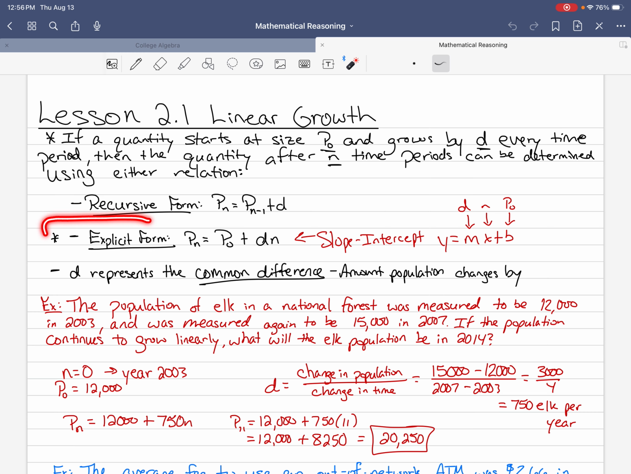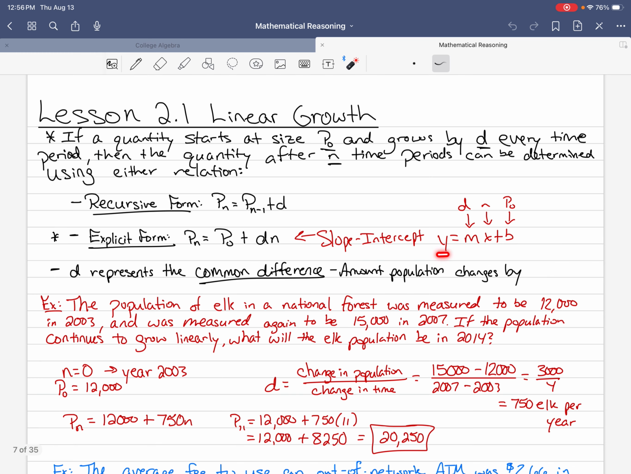The explicit form is what a lot of people typically like better. So this is P sub n equals P sub 0 plus D times n. Now, this looks like a bunch of letters and gibberish, but if you think about what's actually going on here, this is actually just slope-intercept form.